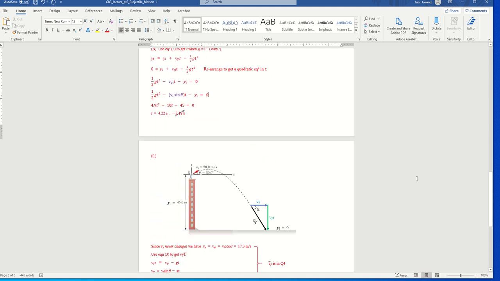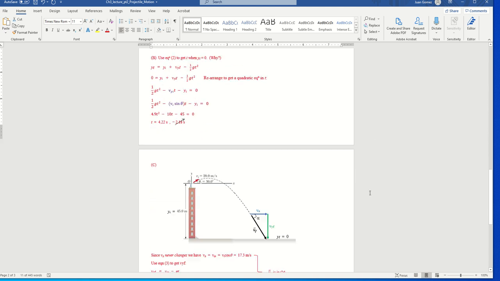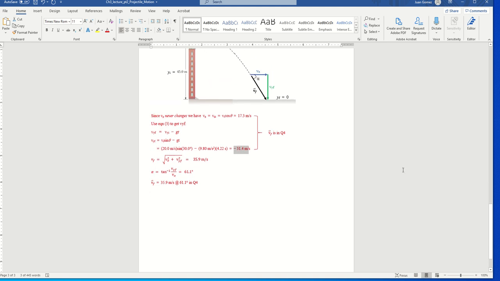We know T from the previous part. We know that it takes how long? So we know T when it hits the ground is 4.22 seconds. So here, plug in the numbers. The units are all good. And you get Vy final is negative 31.4 meters per second. Well, notice, I bracketed here's my V, here's Vx, here's Vy final, right before the stone physically touches the ground. And I bracketed them, said that Vf is in Q4. Nothing complicated. If the x component is positive, which it is, and the y component is negative, which it is, then clearly your vector's in Q4.